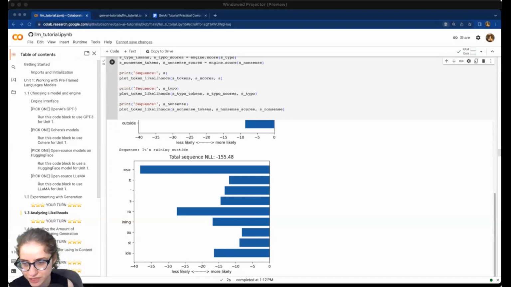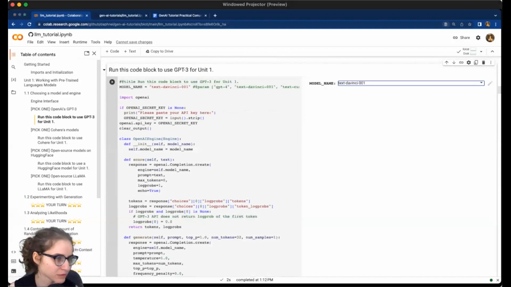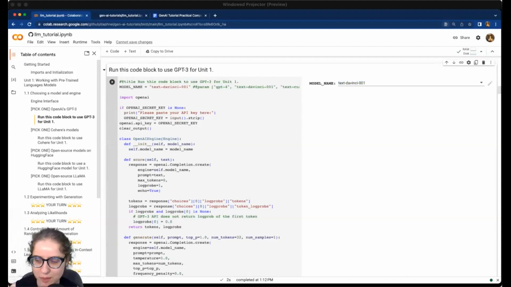Okay, so if you're getting rate limit errors for GPT-3, this just means that too many people are trying to use it at the same time. One thing you can do is try a smaller model, which will probably have fewer people using it. In this GPT-3 run block, if you click on model name on the right at this dropdown, you can switch it to text query 001, and then rerun this code block, and that should get rid of the rate limiting errors. You can also upload your credit card information.